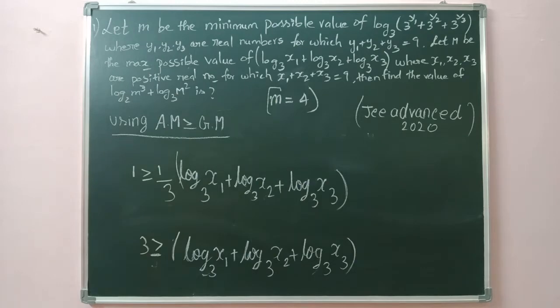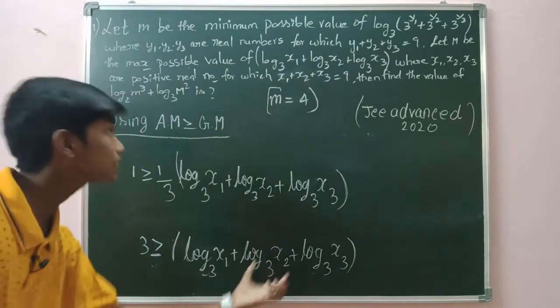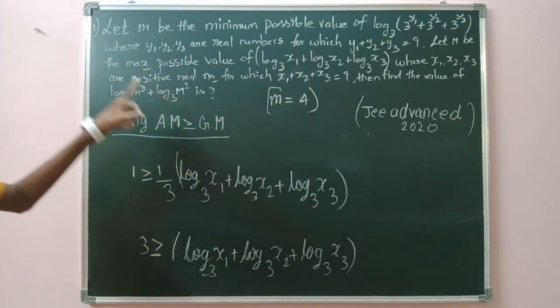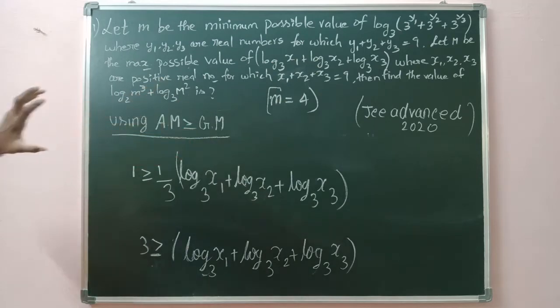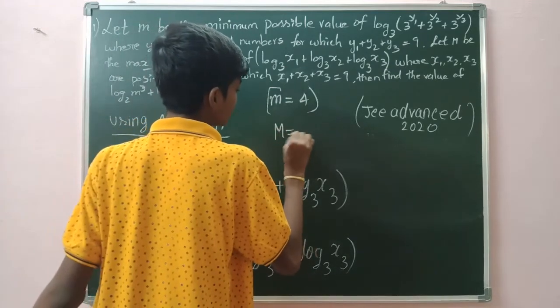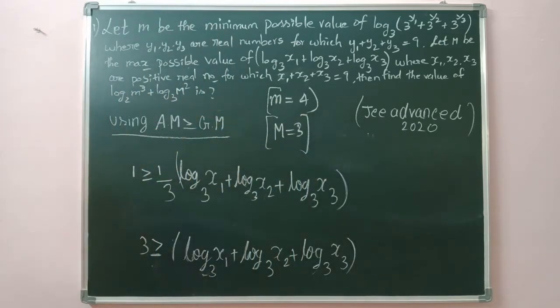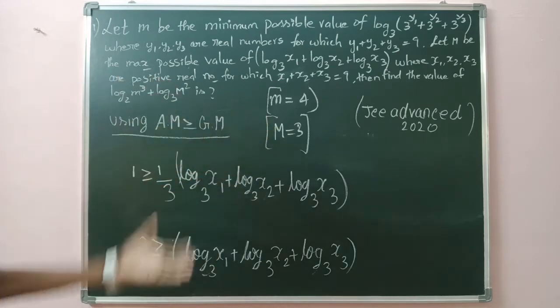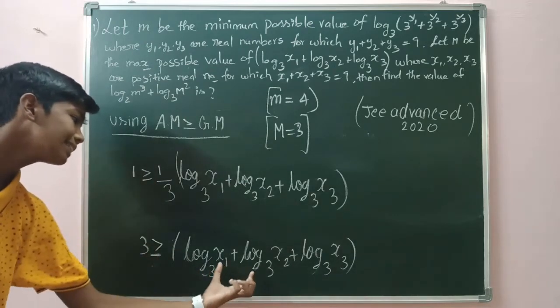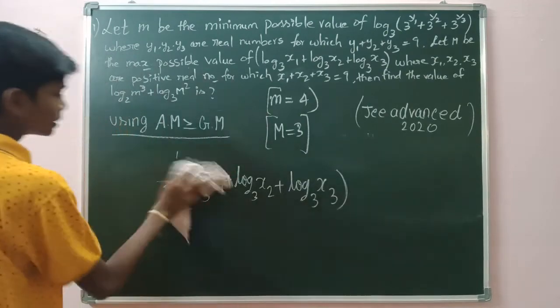So now in the question it is given that the maximum possible value of this expression is capital M. Let M be the maximum possible value, that means 3 is your capital M. Correct now? See, just now only we found the capital M. So the level of question is incredible, people. So it is given that M is the maximum possible value. We know that 3 is greater than or equal to this expression, hence the maximum value of this expression will be 3.